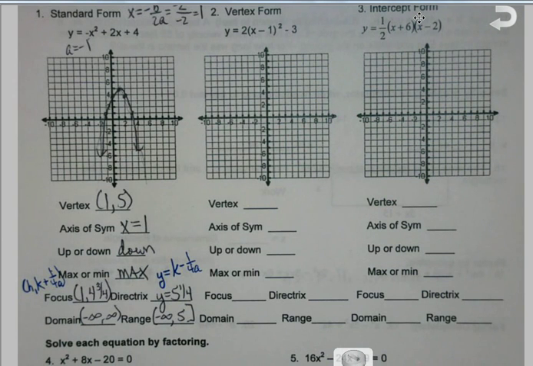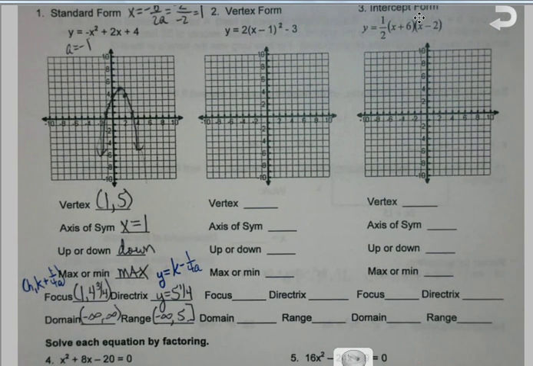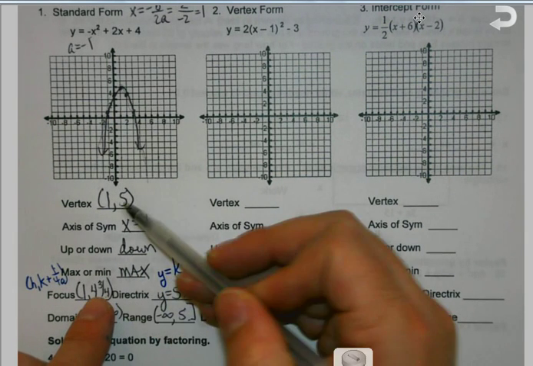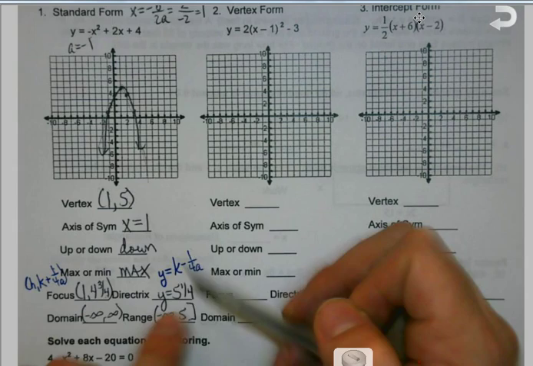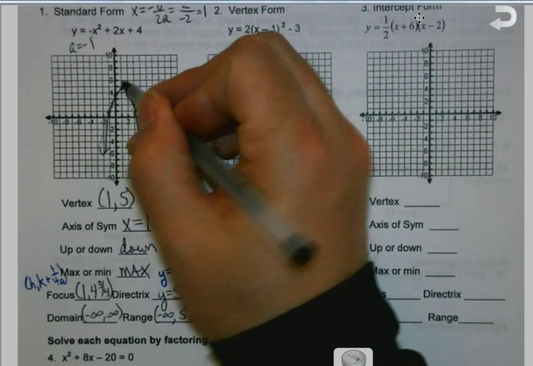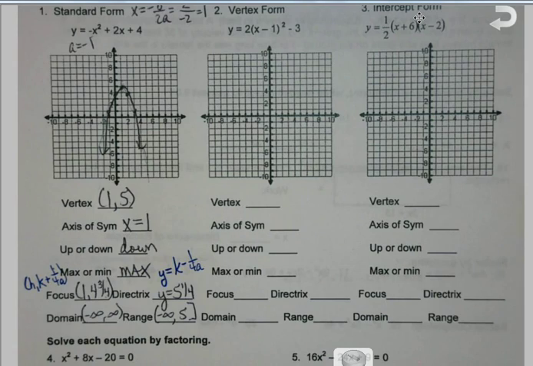The other thing I always recognize with my focus and directrix is that they're going to be equidistant in the y value from my vertex. 4 3/4 is 1/4 away from 5. 5 1/4 is also 1/4 away. 1 is inside my parabola, and my directrix will always be outside. That's the one that's going to take the longest.